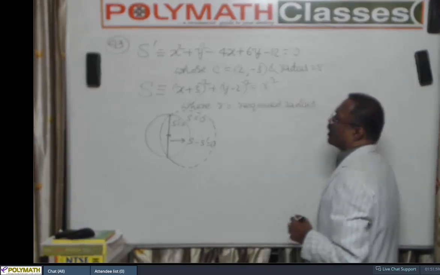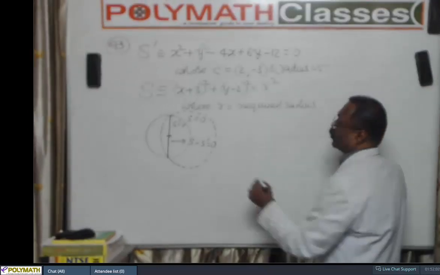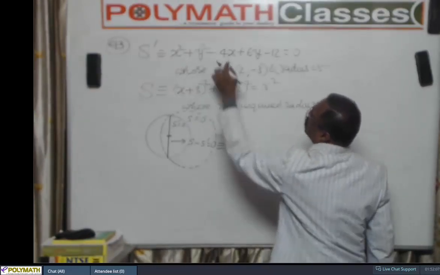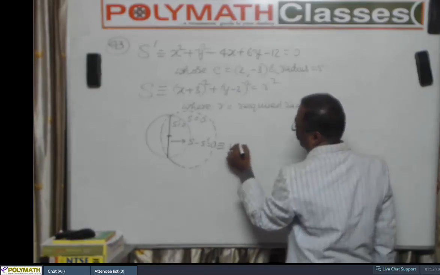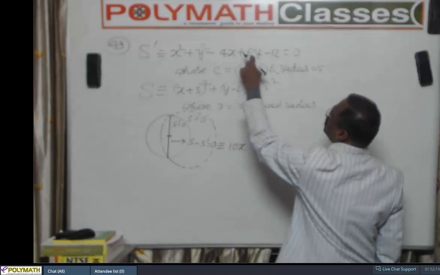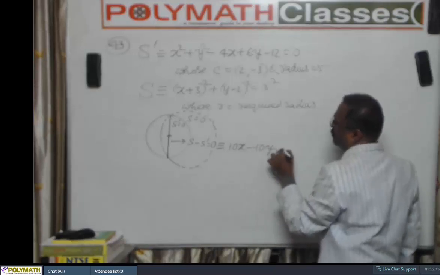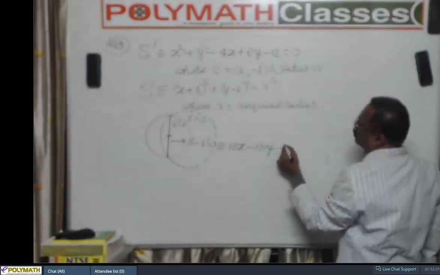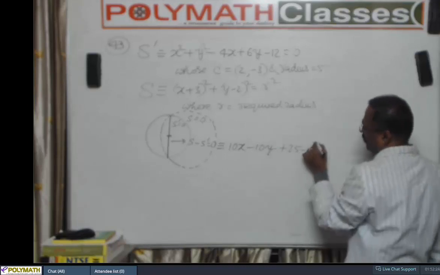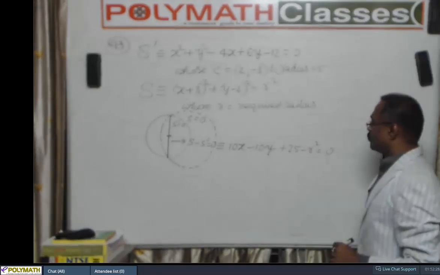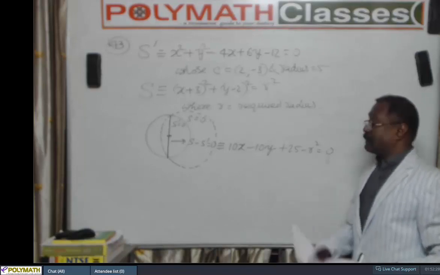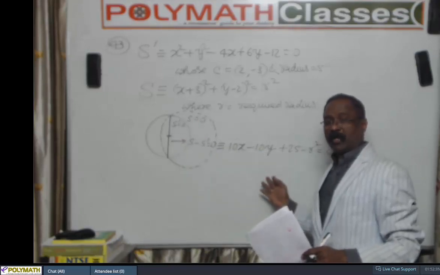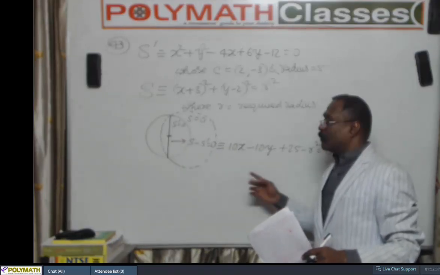So now what happens? S minus S dash equal to 0. If you subtract, this is plus 6x here, minus of minus 4x there, so 10x. And it is minus 4y here, minus 6y here, so minus 10y. And it is 9 plus 4, 13, plus 13, plus 12, plus 25, and this is minus r squared, equal to 0. This is the equation of the diameter. It's not even just a common chord. The common chord equation we have got, and this common chord itself is the diameter of the first circle.